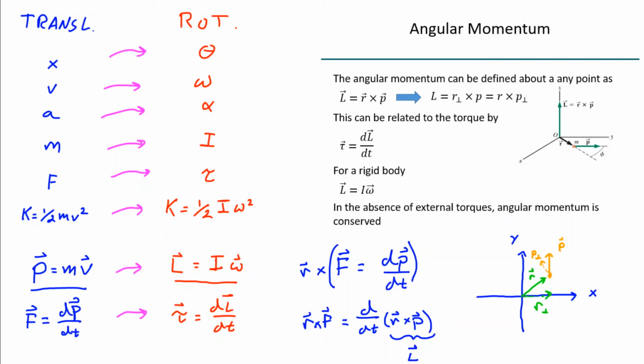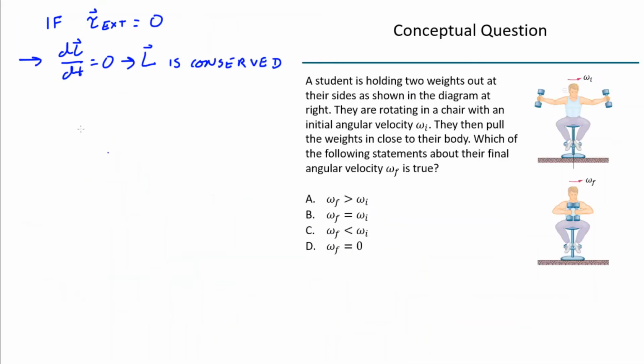Now, the reason why this angular momentum concept is so useful is that in the absence of external torques, the angular momentum of a system is conserved. So if we look down here at our equation, torque equals dL/dt, well, if torque equals 0, then dL/dt equals 0. If the derivative of some quantity with respect to time is 0, that means that quantity is conserved. So if torque equals 0, angular momentum is conserved, just like if external force equals 0, linear momentum is conserved. That's what we learned in chapter 9. So if the external torque equals 0, angular momentum is conserved.